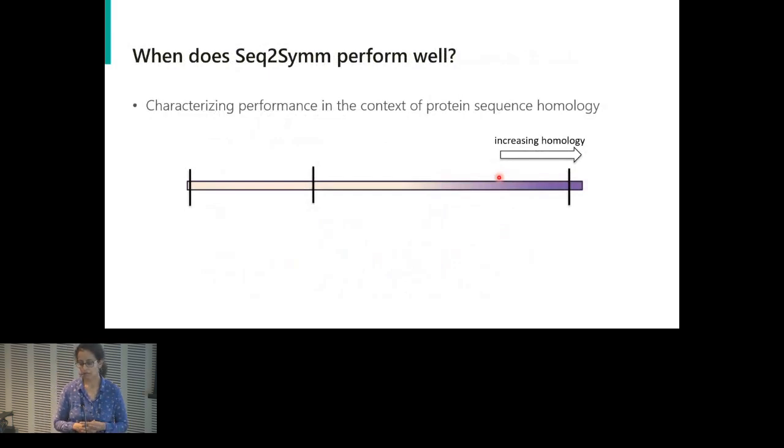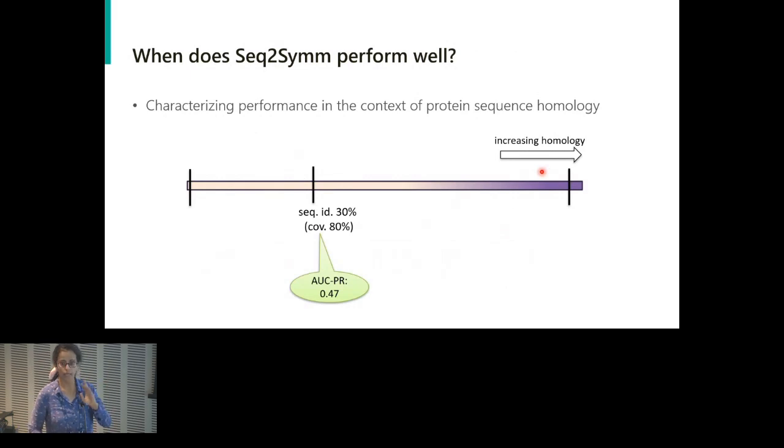What we're trying to do here is characterize the performance in the context of protein sequence homology. We want to understand the relationship between the model's performance and a test protein's homology to proteins that were seen during training. As you all know, proteins are homologous when they come from a common ancestor, and typically high sequence similarity over a long range of the protein implies homology. Here I'm showing a scale where homology is increasing from left to right, and let's look at different points on this scale.